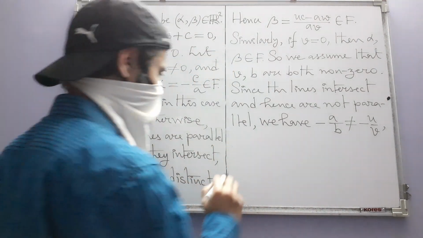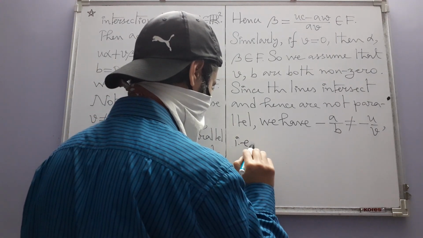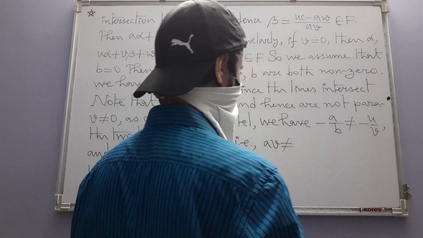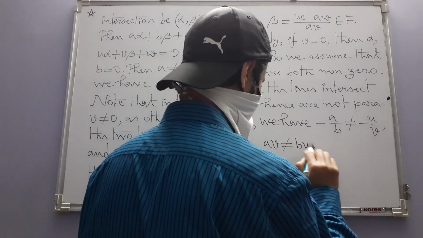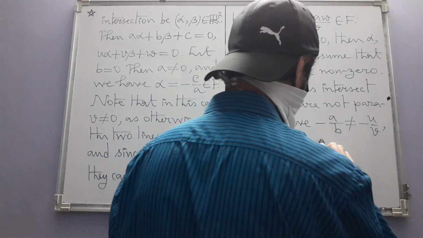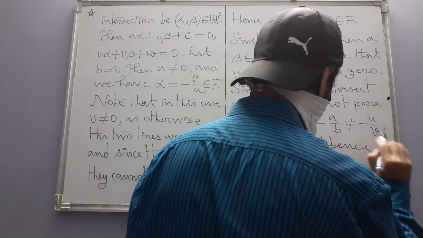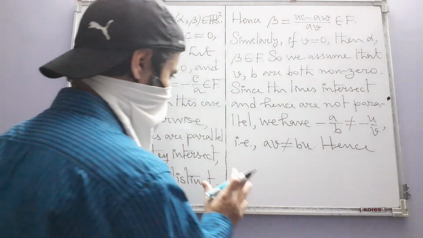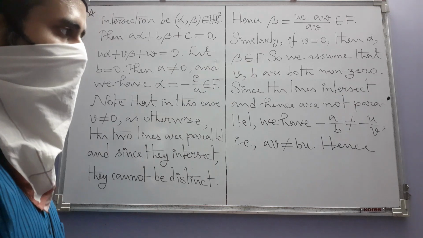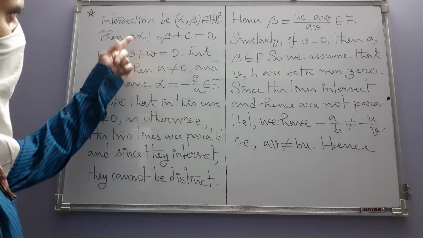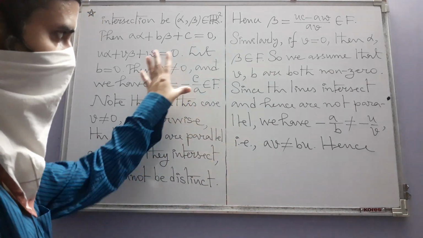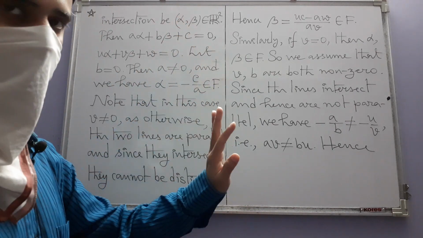And from that we get this condition, i.e. AV is not equal to BU. Hence, and this you have to do for yourself, you have to go to the original equations and solve for alpha. Original equations means this equation and this equation, and solve for alpha and beta in this case, not in those cases, okay? They are gone.